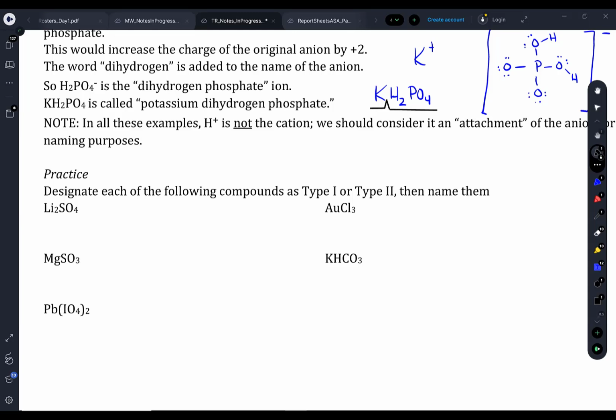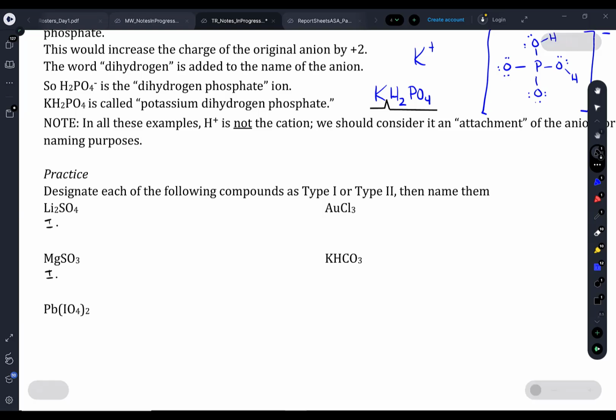So let's name each of these compounds, please. First of all, type 1 or type 2. Type 1 means that the ion only makes one charge. So lithium is always 1+, so it's a type 1. Magnesium is in group 2, so it's always +2, so it's a type 1.